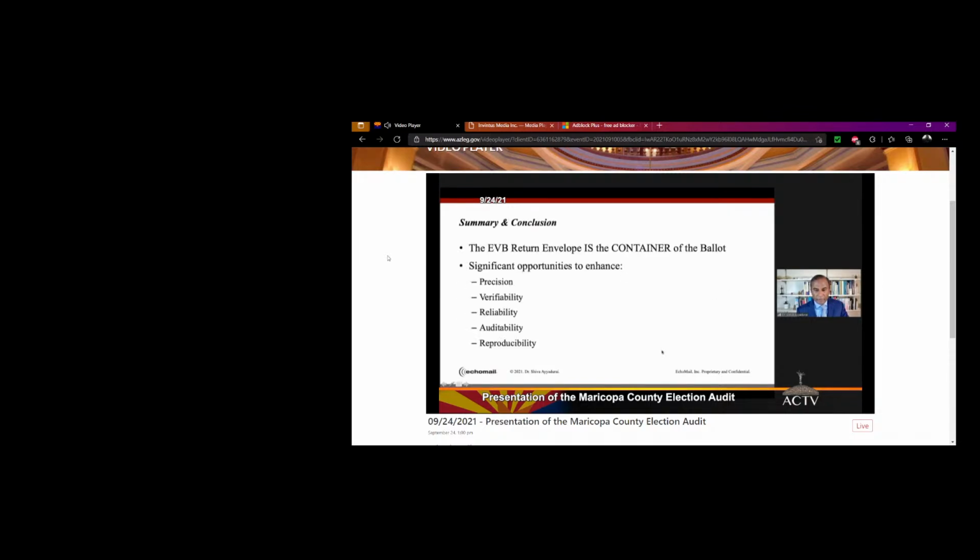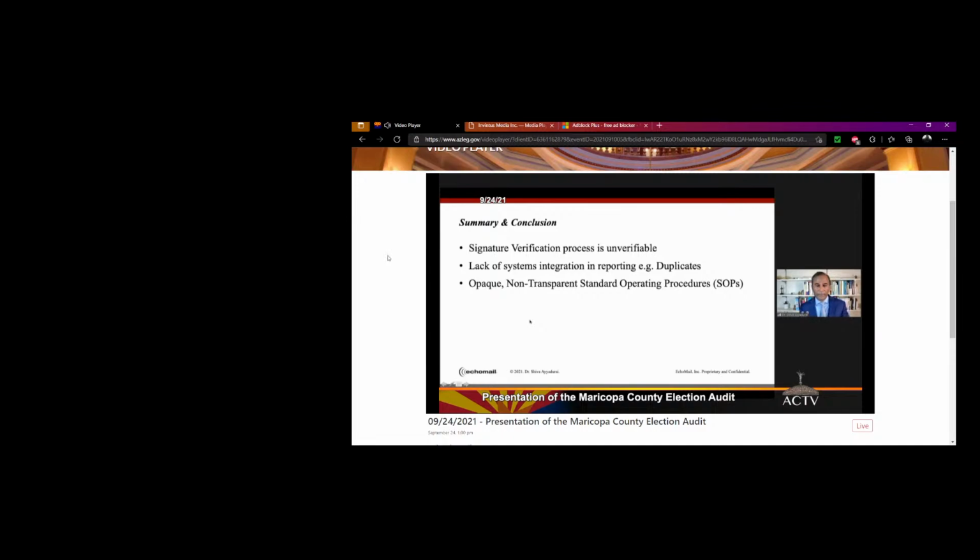In conclusion, as I started this conversation, the EVB return envelope is a container of the ballot. It's a very important thing. If you think about the human body as a system, your skin is what contains you. That envelope is what contains these ballots, a very, very important part. So there's significant opportunities to enhance precision, verifiability, reliability, auditability, and reproducibility. In the world of engineering systems, we call these properties. And these anomalies give us a wonderful opportunity to enhance at least these five attributes.